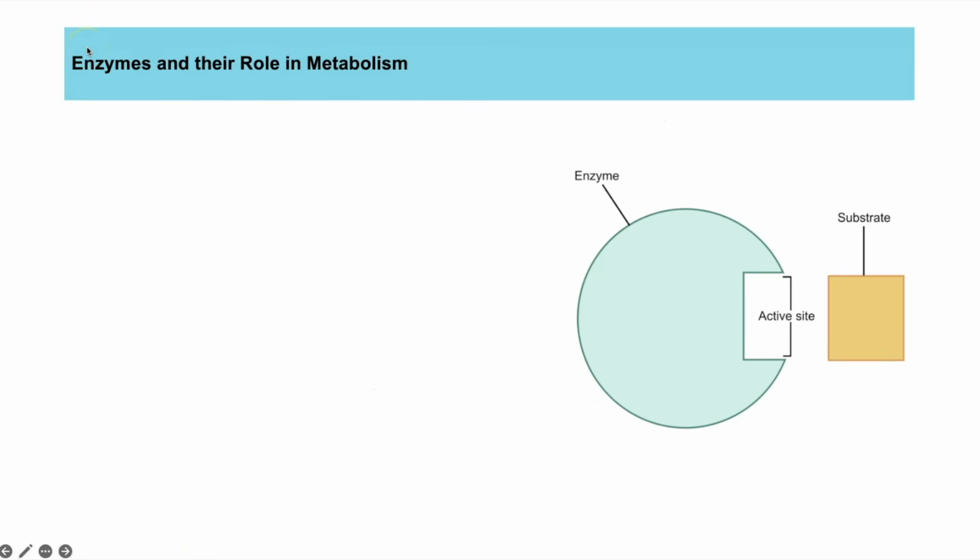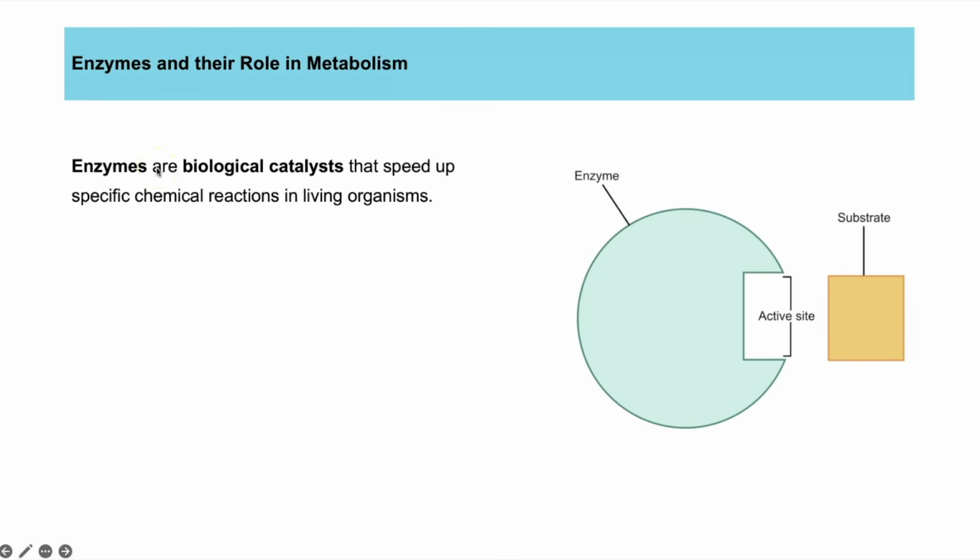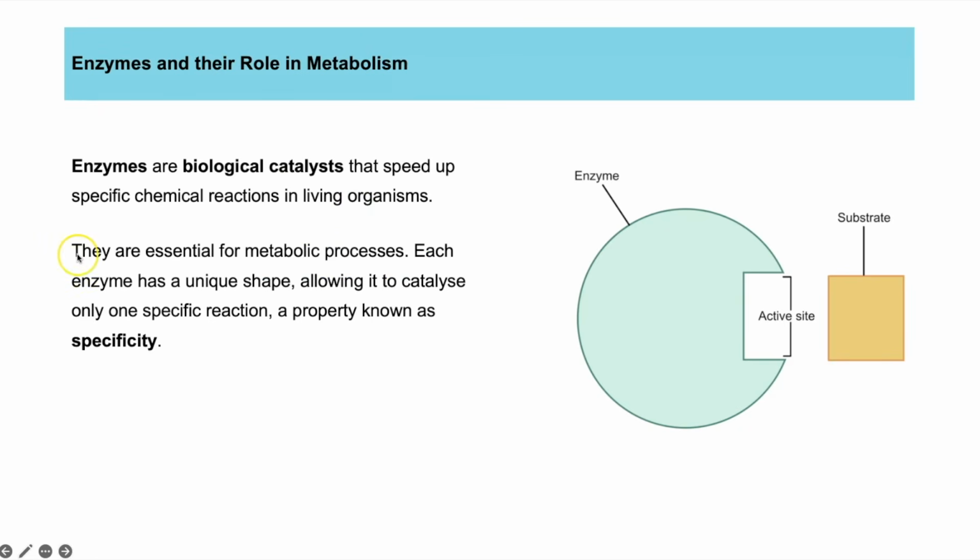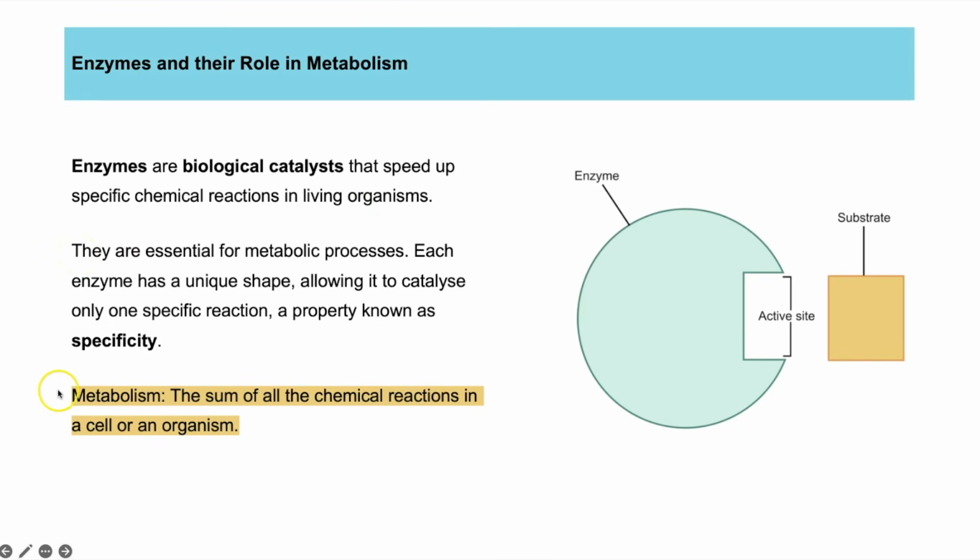So we talked about enzymes quite a bit there, but we haven't said what an enzyme is. So here we can see an image of an enzyme. Enzymes are biological catalysts, and that means they speed up chemical reactions. And it's known as biological because it's happening inside of an organism. They are essential for metabolic processes, which, if you aren't sure on the definition of metabolism, that means the sum of all the chemical reactions in a cell or organism. So in other words, it's all the chemical reactions that happen in your body. So enzymes are speeding up all of the chemical reactions that happen in your body.